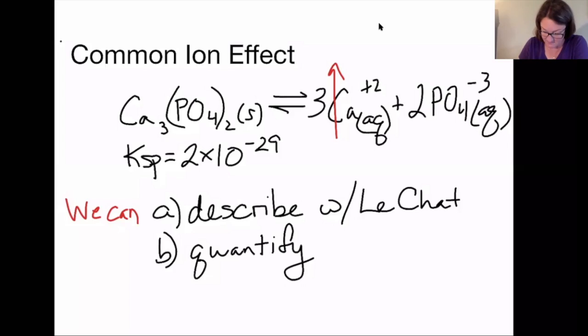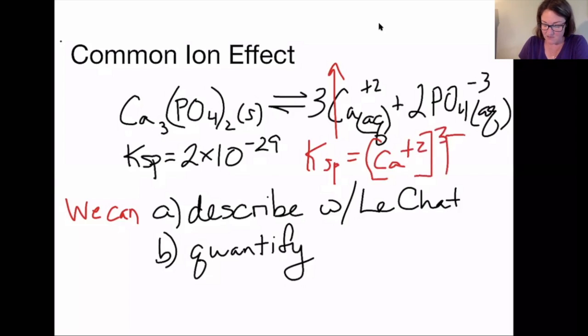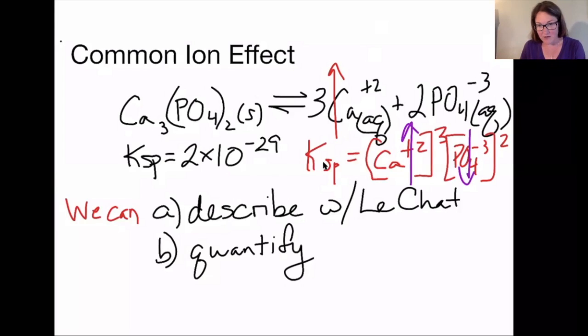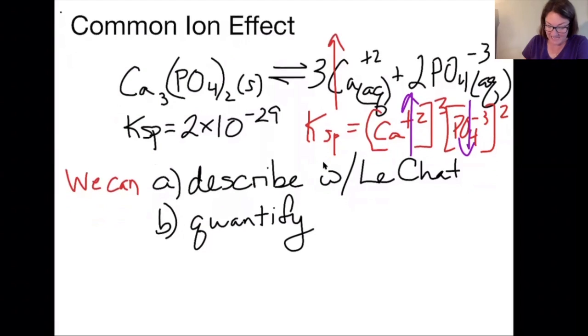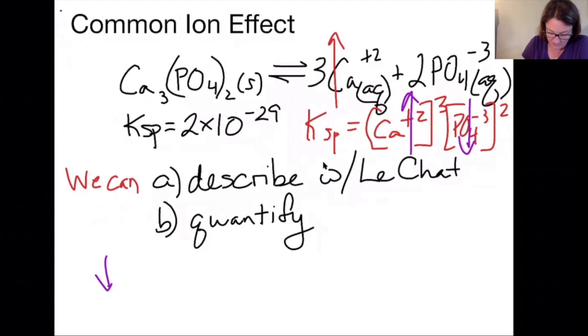If I were to think of it this way, where the Ksp value equals the concentration of the calcium ion cubed times the concentration of the phosphate ion squared, and again, we have no denominator because it's Ksp, I would realize that the product of these two, the calcium and the phosphate, has to always equal the same value. So that would mean that if one of those values went up, the other one's value would have to go down. So once again, anytime we have a common ion, we have a decrease in solubility with a common ion present.